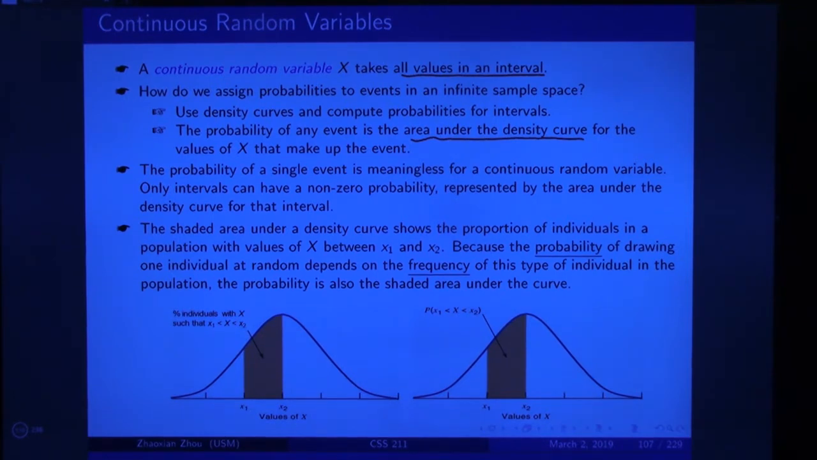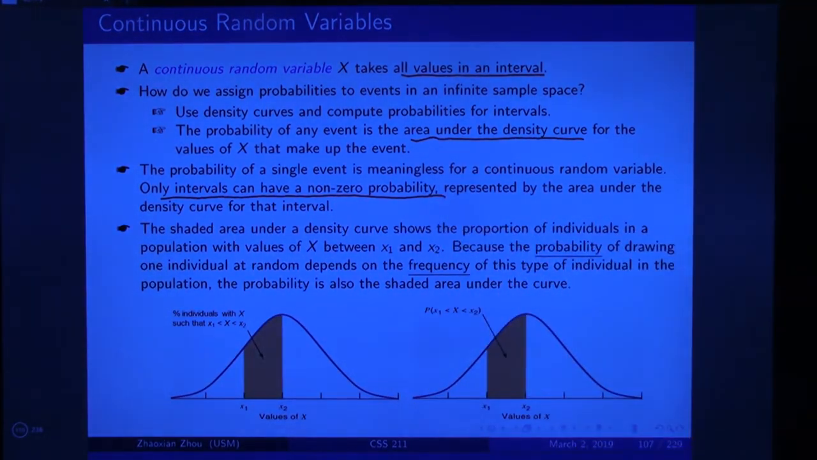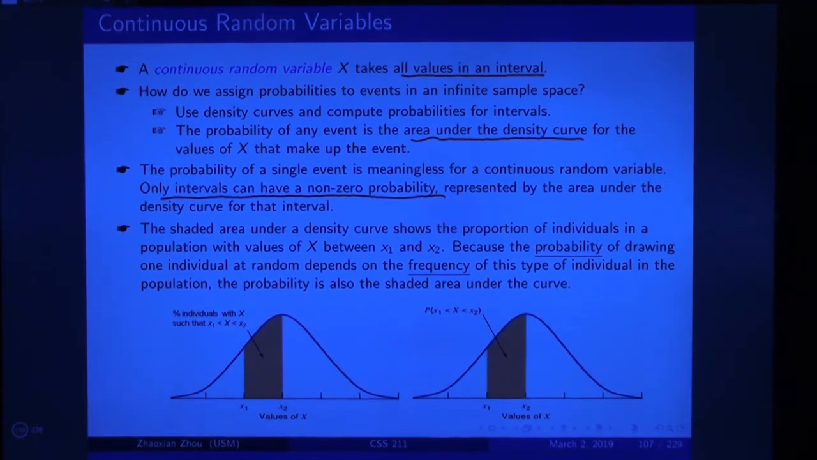The probability of a single event is meaningless for a continuous random variable. Only intervals can have a non-zero probability, represented by the area under the density curve for the interval. Up to this point, you may remember we have a homework example from before.